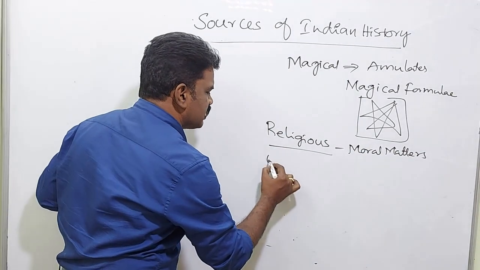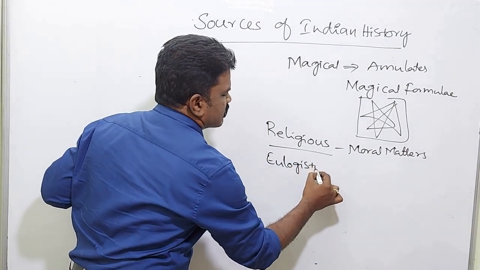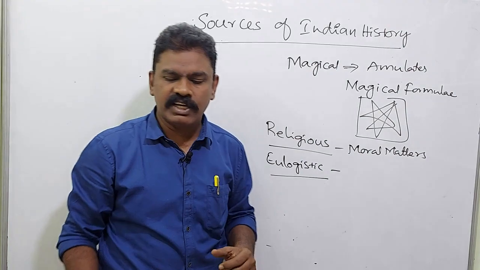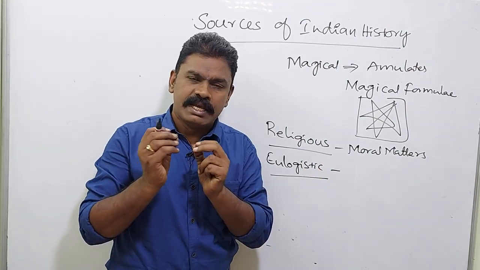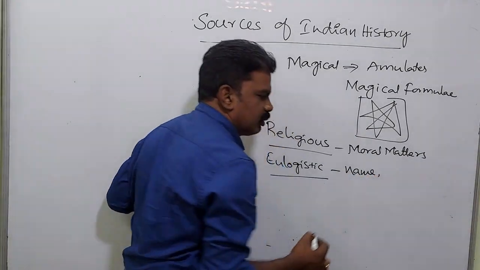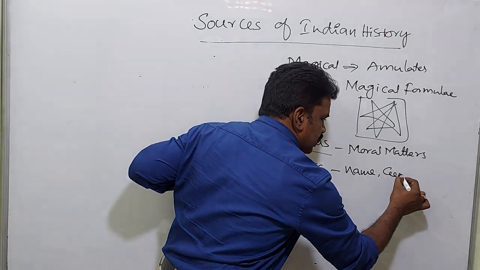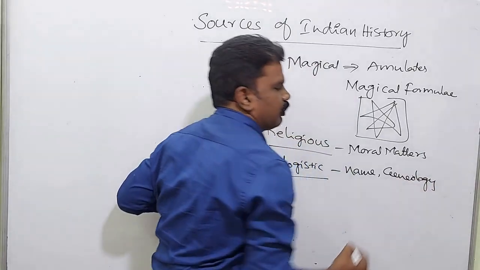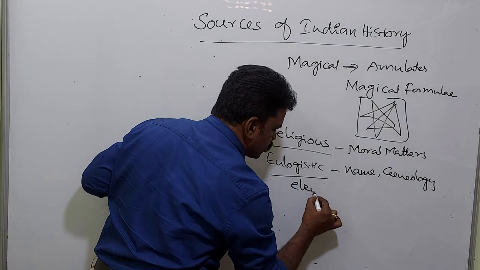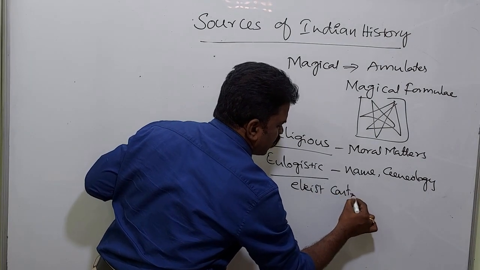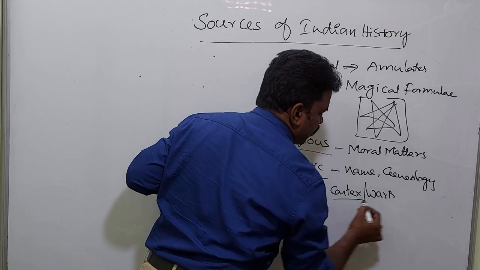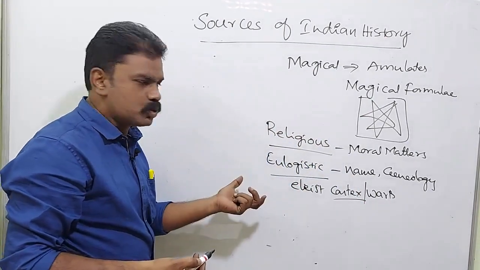After this, eulogistic inscriptions. These eulogistic inscriptions are most significant from the political point of view because they give the name of the person who issued it, the genealogy of the dynasty of the ruler, and the earliest context, that is, the earliest wars and earliest conquests he fought.